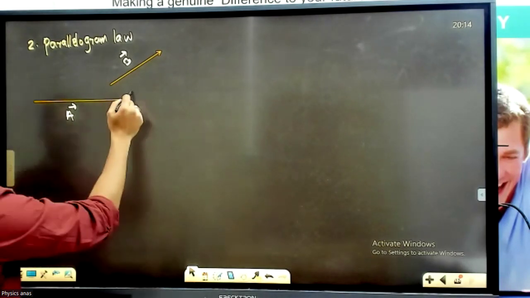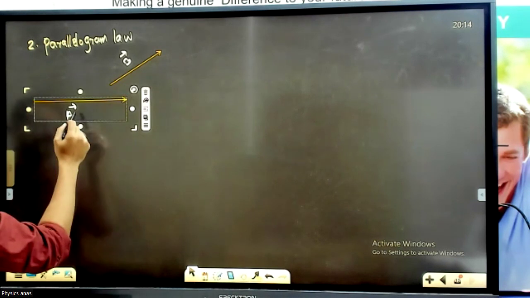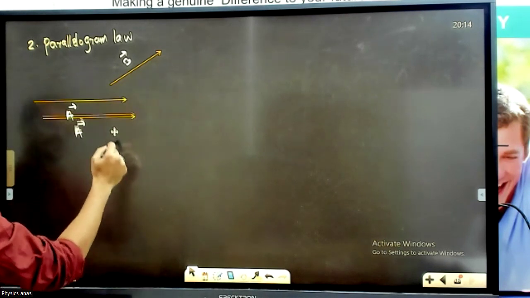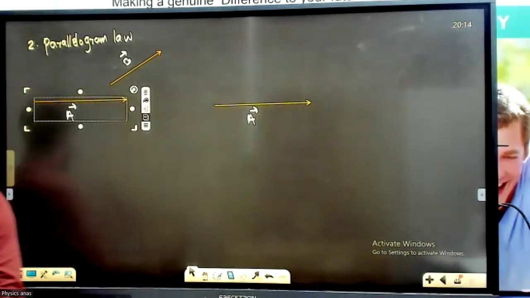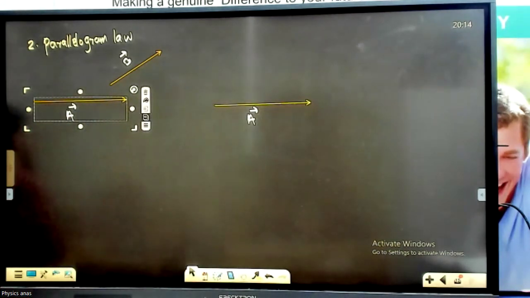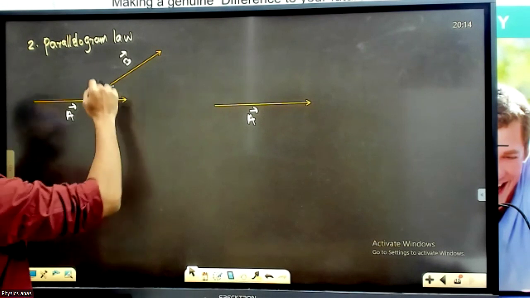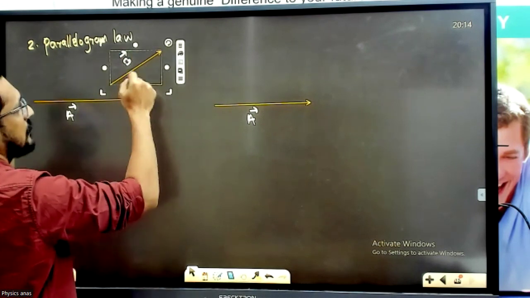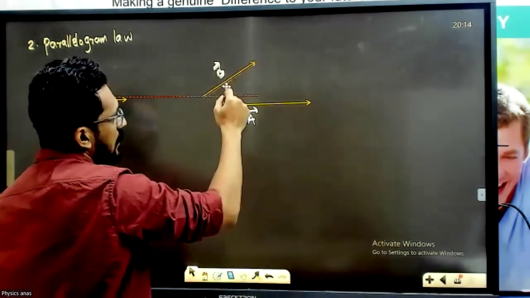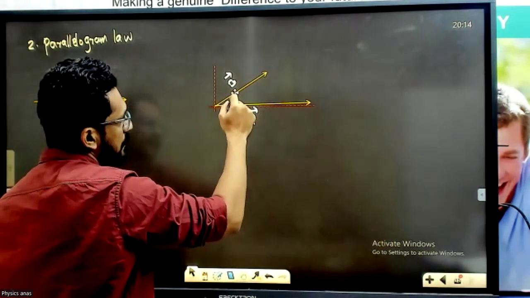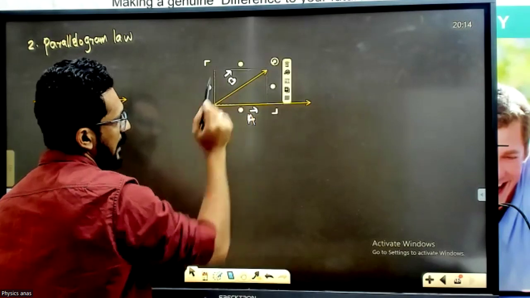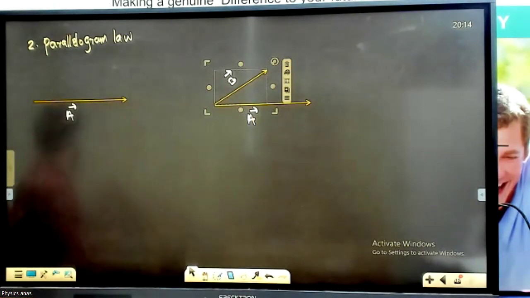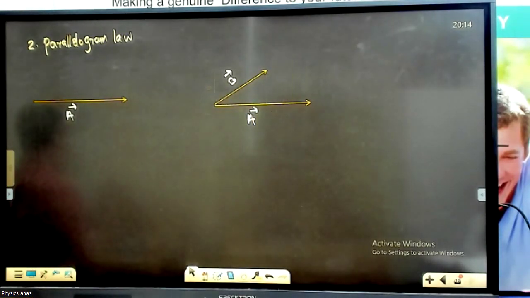Let's see. I'm taking this first vector. I'm placing it here. This is a free vector. I can place that anywhere as I like. And I'm taking this second vector. I'm placing it at the same point, like it is starting from the same point.